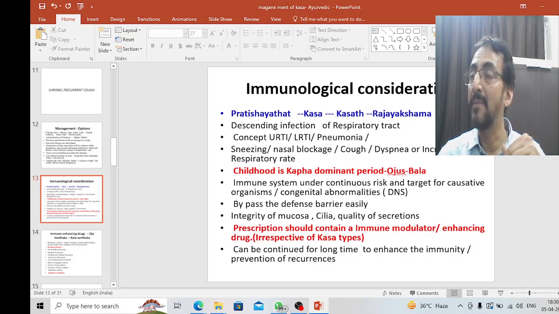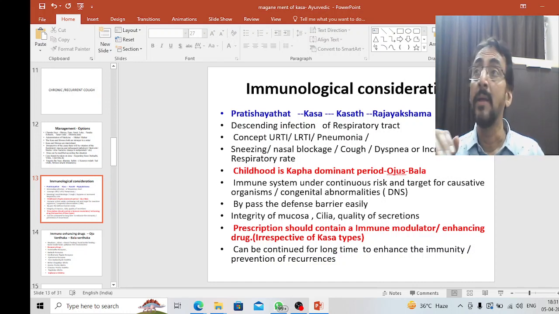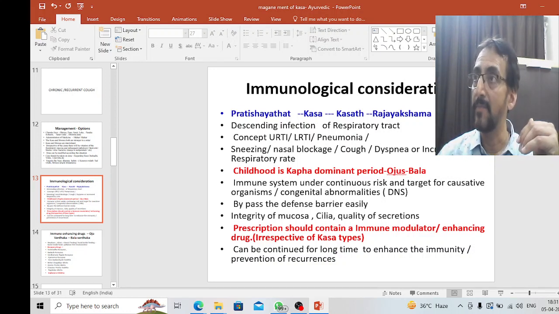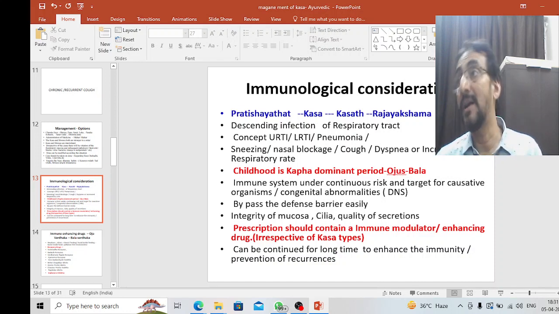Through the alveoli, through the bronchi and terminal bronchioles, it reaches the lung parenchyma. That is called Rajayakshma. That means Rajayakshma is a disease of the lung parenchyma, with cavity formation and many other things. So this is told very shortly and sweetly in Ayurveda: if you neglect an upper respiratory tract infection, the disease goes on spreading into the lower respiratory tract. Pratishaya indicates upper respiratory tract infection, Kasa indicates lower respiratory tract infection, and Rajayakshma indicates parenchymal involvement. Rajayakshma is not only tuberculosis; many other things are there. So this has to be understood.